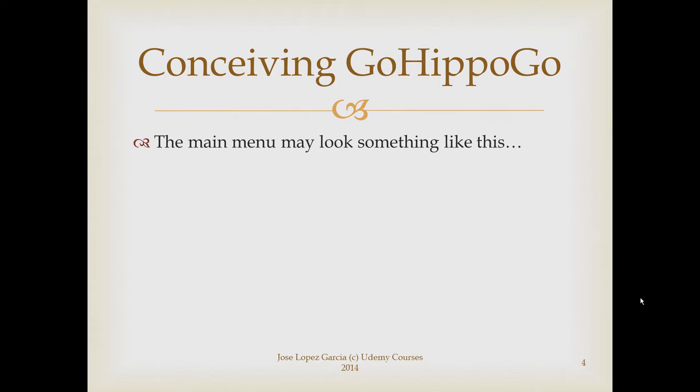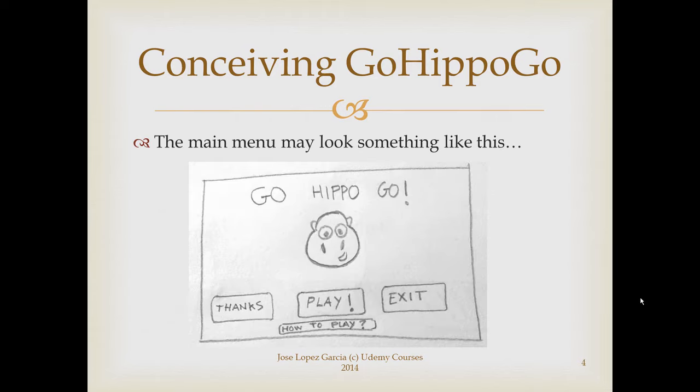The main menu may look something like this. As you can see, the GoHippoGo title at the top, then some decoration, maybe the face of your hippo showing up here in the foreground, and then 4 buttons under it: the thanks button, play button, exit button, and how to play button. Okay.